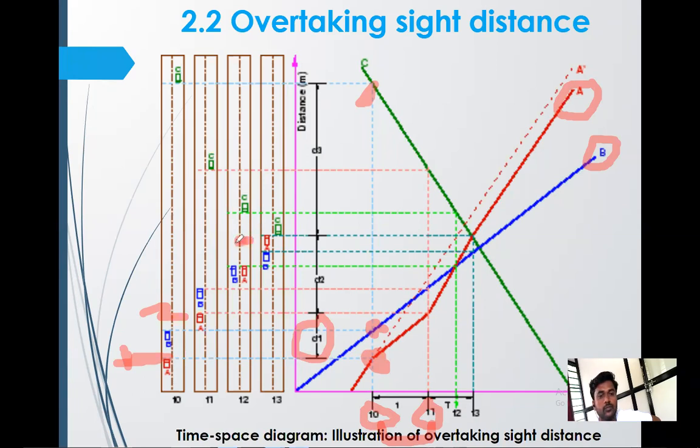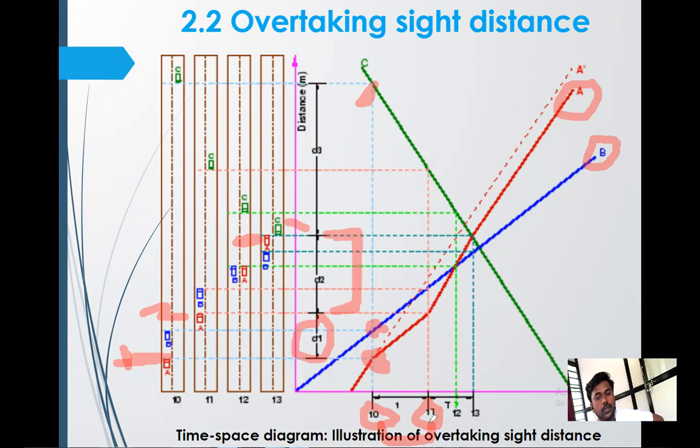Here in the graph, I have marked. Please see here, at this position the vehicle A has overtaken the vehicle B, as well as vehicle C also reaches there. Okay, so this distance is known as d2. What is this distance?